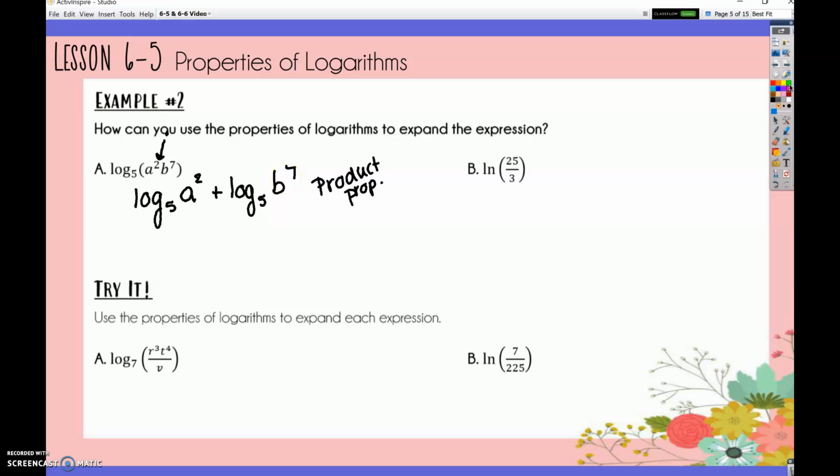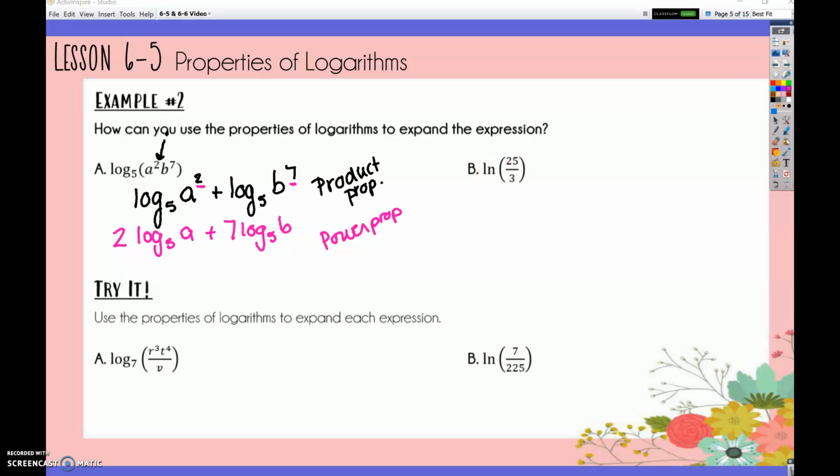But also we're going to use the power property. And what that says is if you have this power here, you can bring it out front. So we could have 2 log base 5 of a plus 7 log base 5 of b. Right now, we're not really solving. We're just rearranging and rewriting these with our properties.